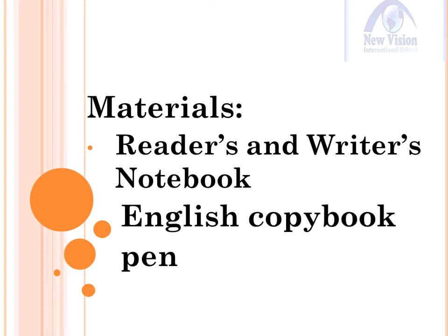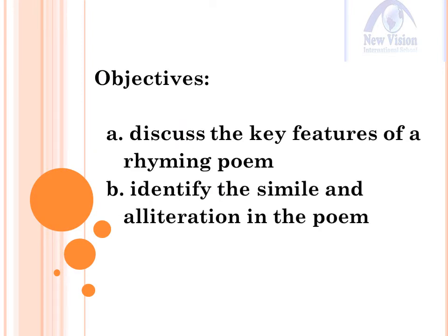Please bring out the following materials: Reader's and Writer's Notebook, your English copybook, and your pen. We have two objectives for today. A. Discuss the key features of a rhyming poem. And B. Identify the simile and alliteration in the poem.